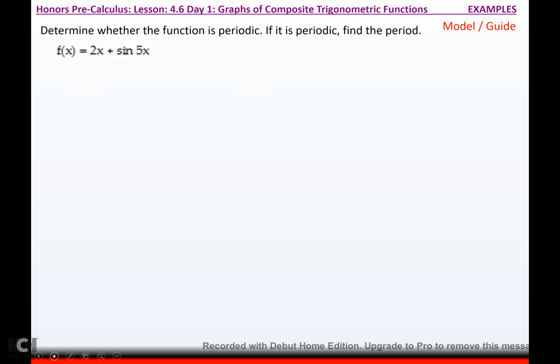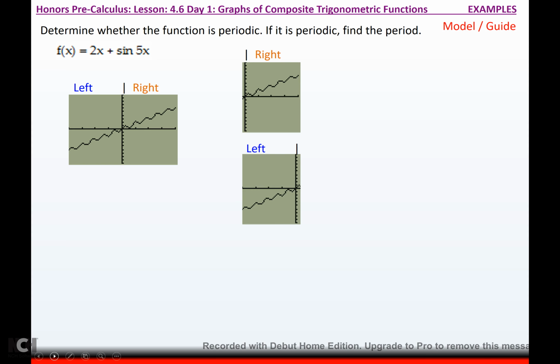All right, so it says determine whether the function is periodic. If it is periodic, find the period. Well, what we're going to do is graph it. So I typed it in. And to determine if it's periodic, I'm going to look at the right side and the left side. So if I pick up the right side and put it over the left side, does it look the same? And no, this would not lie on top of it. So no, this is not periodic.